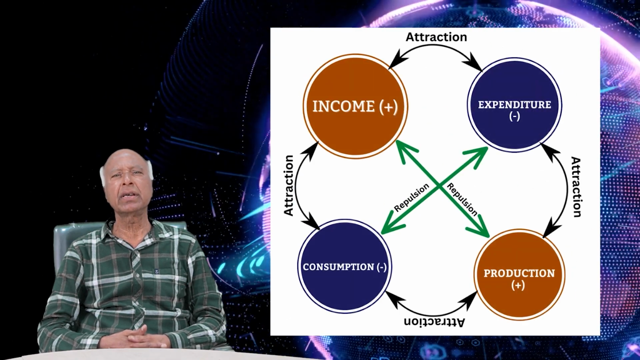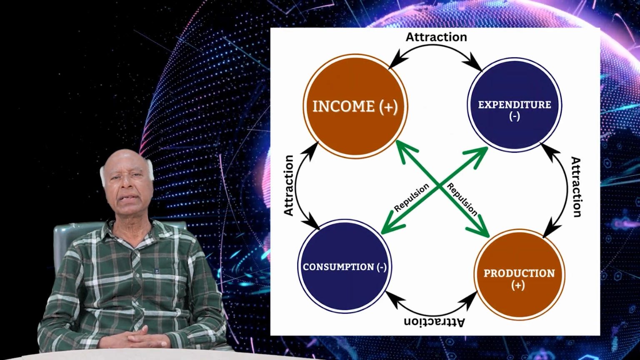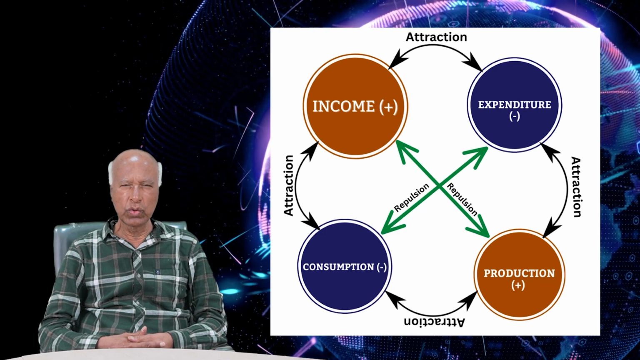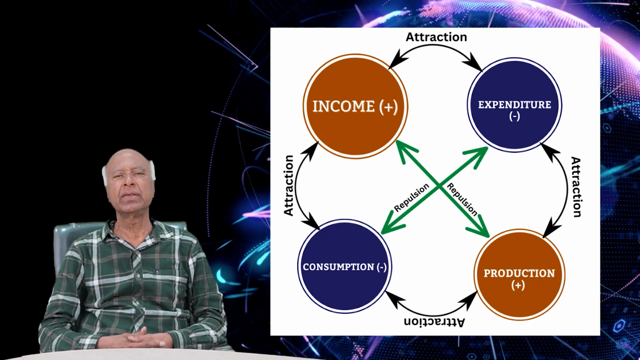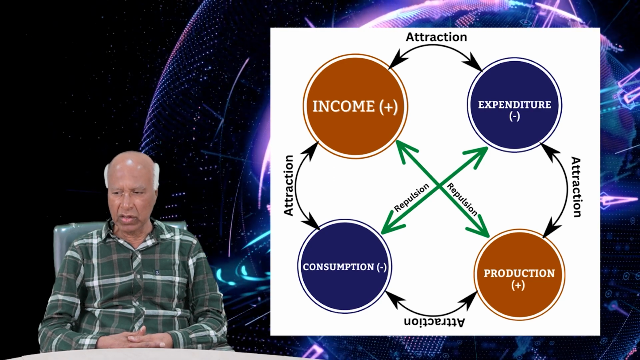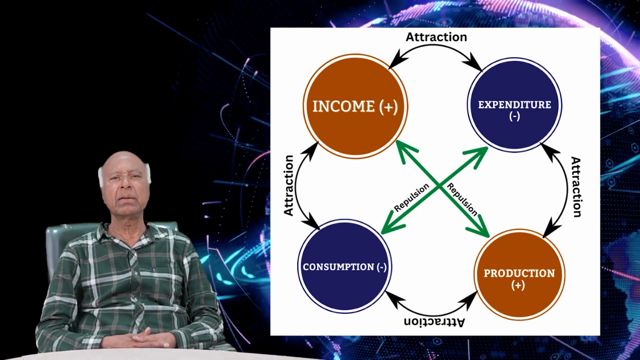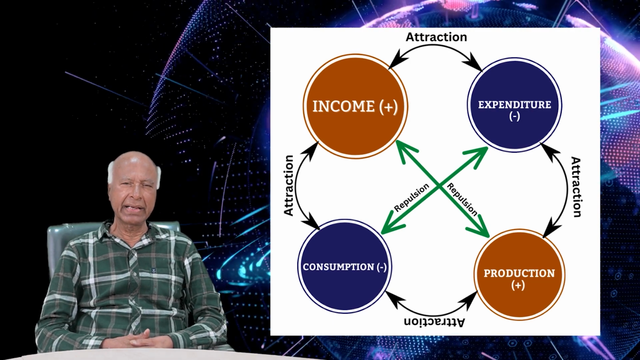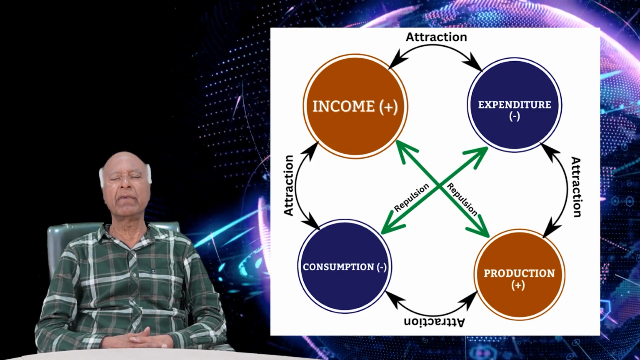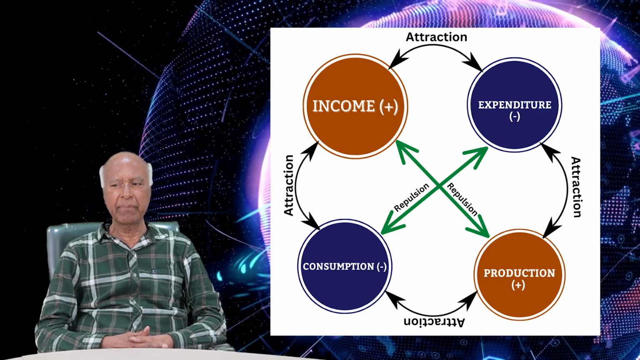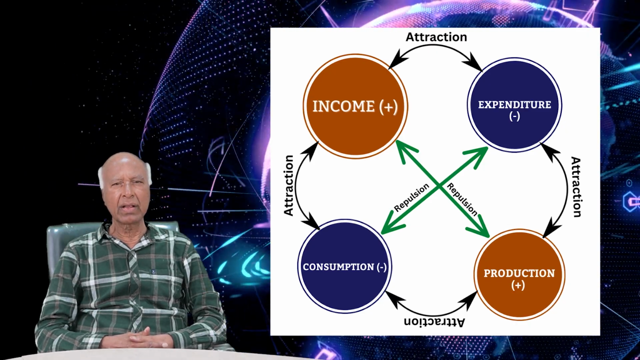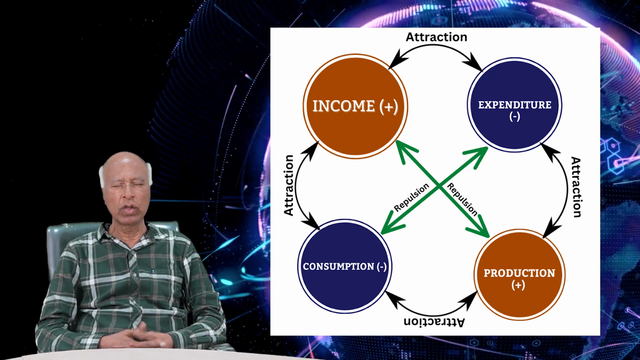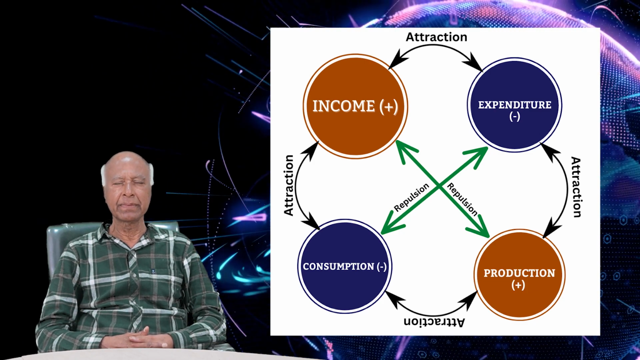If you watch this graph, you will find that plus and minus signs are assigned to the basic activities, that is, for consumption. You will find in the bracket the minus side, and if you go vertically to it, there is income, and it has been shown on the plus side. Now, what does it mean?